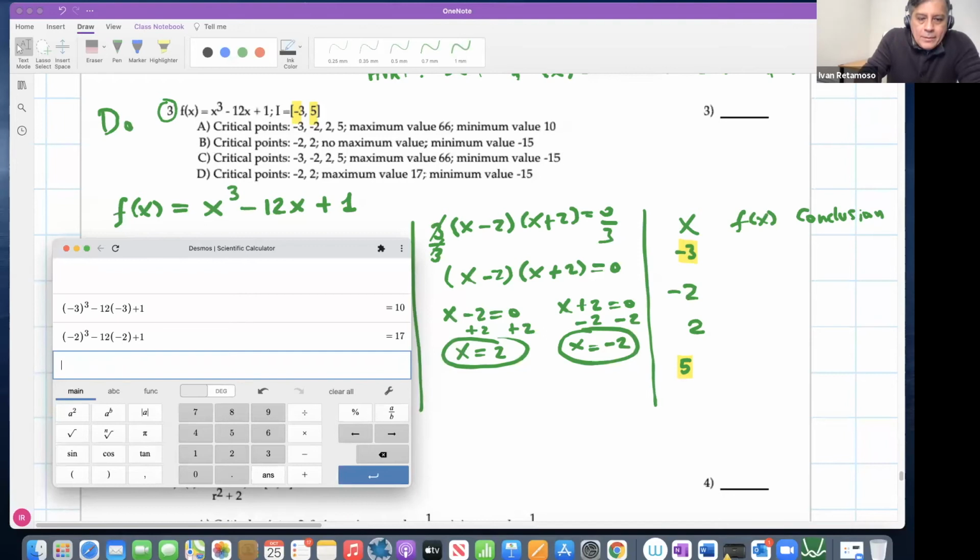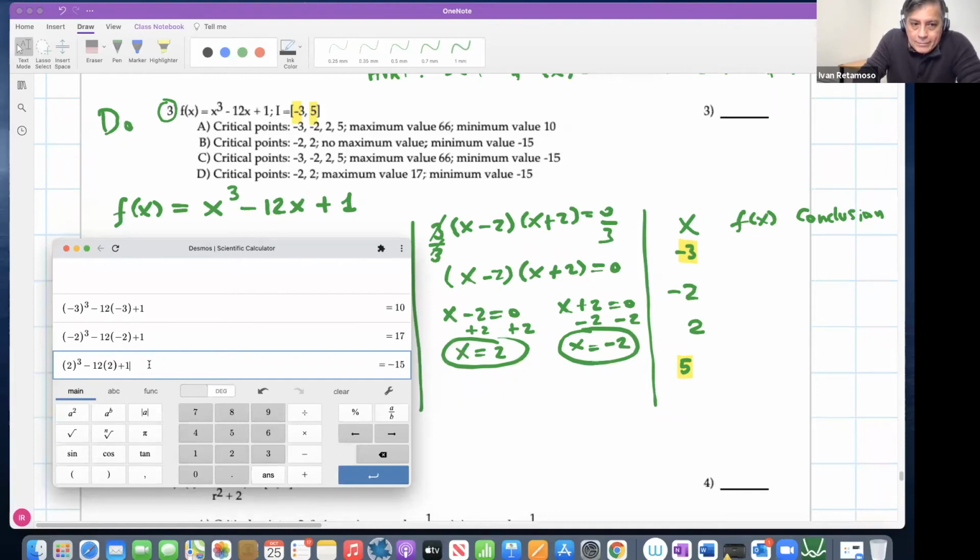I continue this process, copy and paste this here. I am going to evaluate at the number 2 now. So write this 2 here, erase negative 3, write instead 2. The value that I get is minus 15, right? Minus 15 for this guy.